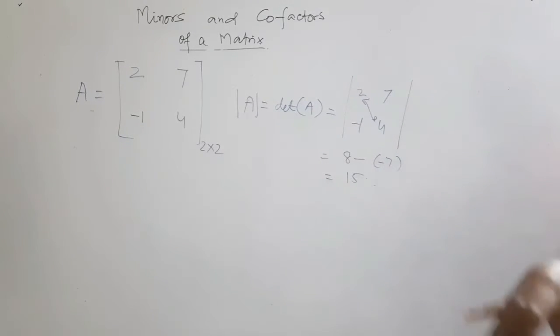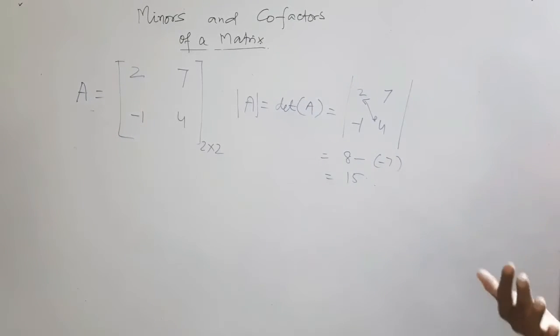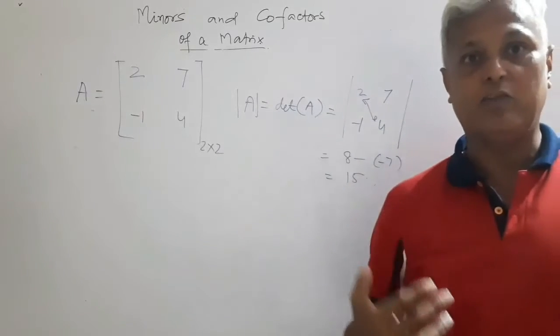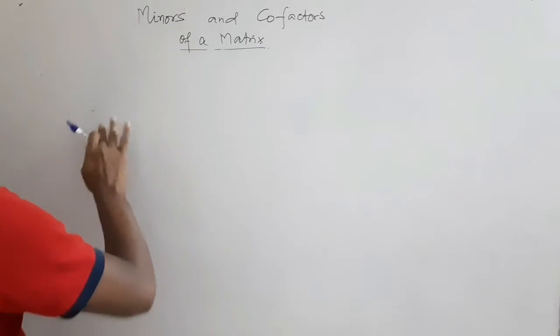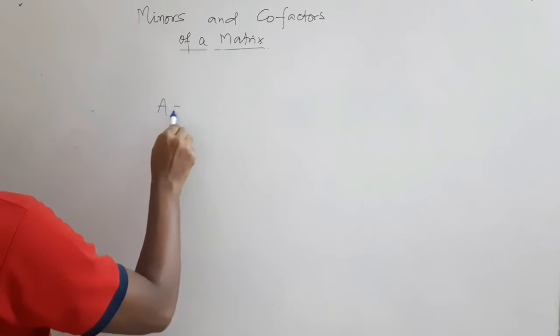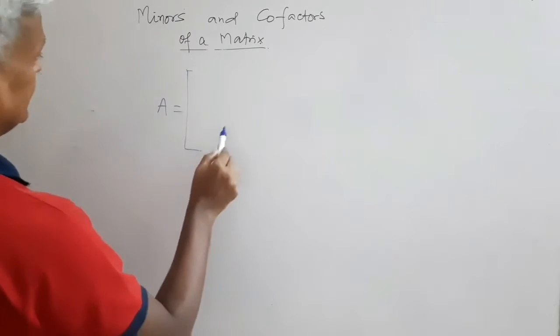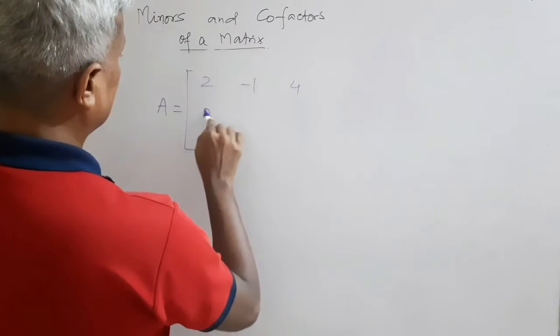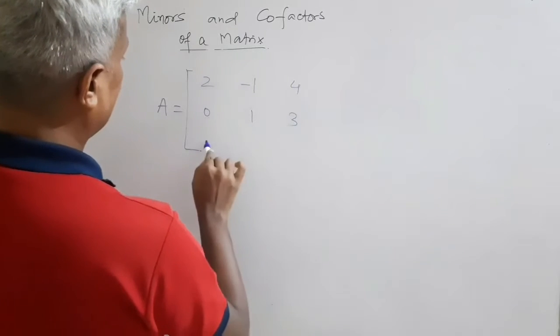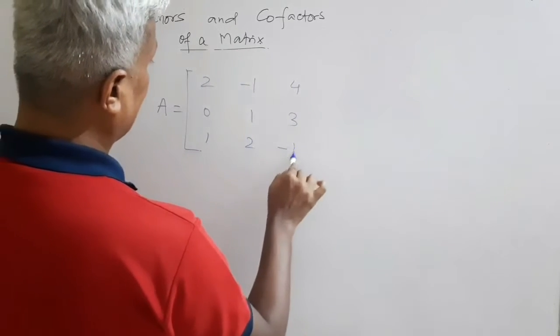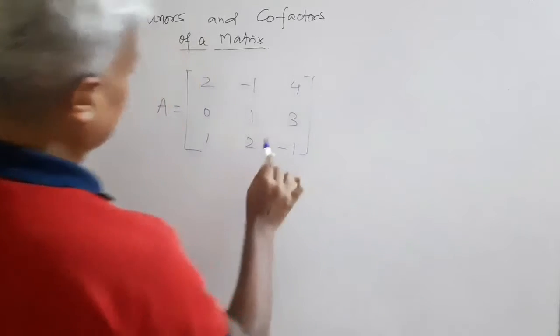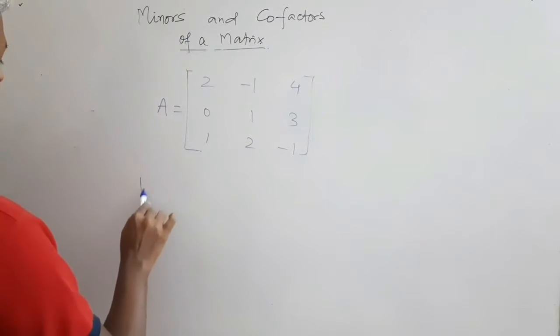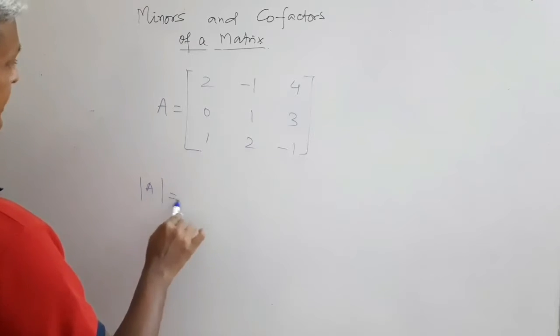So let me clear this part of the screen and I'll take another example where we'll discuss how to find the determinant of a 3 by 3 matrix. Now I take any random matrix A with the elements 2, minus 1, 4, 0, 1, 3 and 1, 2, minus 1. Now we have to find the determinant of this matrix, det A. Then how do we find it?